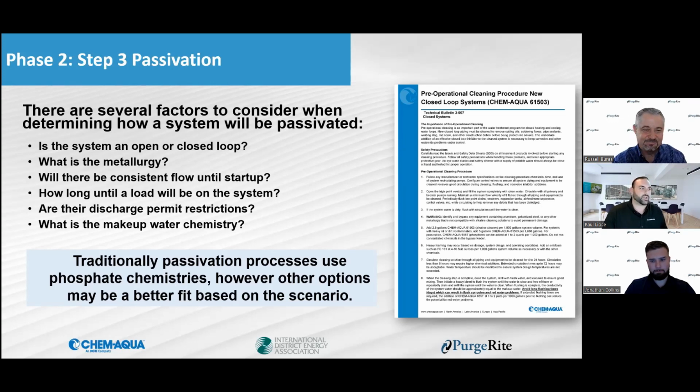How long do we have until there's a load on the system? As Russ mentioned earlier, the discharge permit restrictions, so we might have to switch chemistries based on that. What's the makeup water, right? Is the makeup water of good quality, or do we need to really look at filtering that or removing something that might cause an issue? This process typically uses phosphate-based chemistries, but there might be some other options, like the film-forming amines. But it's case by case, looking at each individual system, and it's not a blanket program for every site and facility.